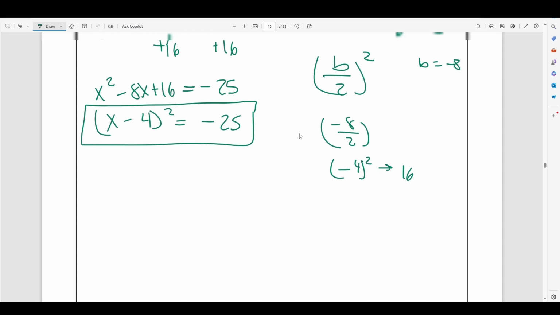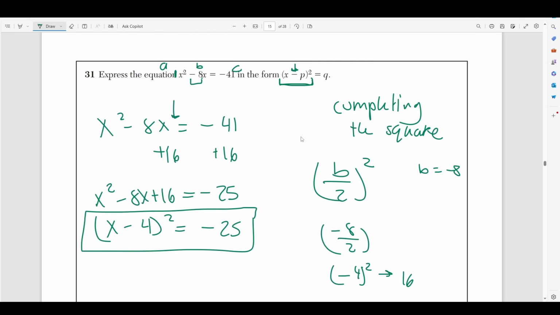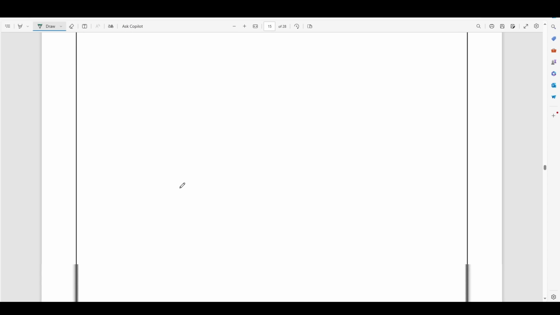So all we did here was we added a magic number to the end of 8x that allows us to factor this out into x minus 4 squared, right? So we just completed the square.